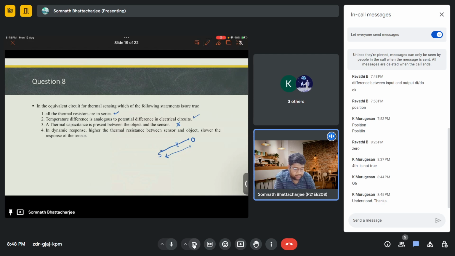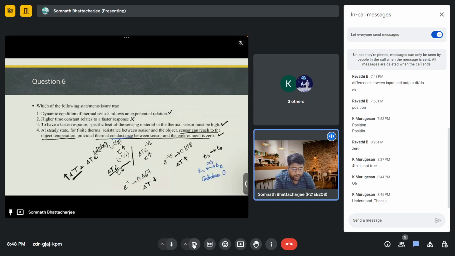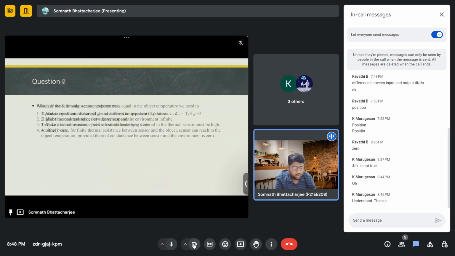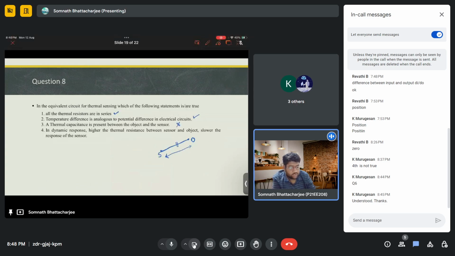We have already discussed this. In the dynamic condition, the thermal sensor follows an exponential relation. Everybody knows that. With a higher time constant, there is a slower response. So this is also a true statement.